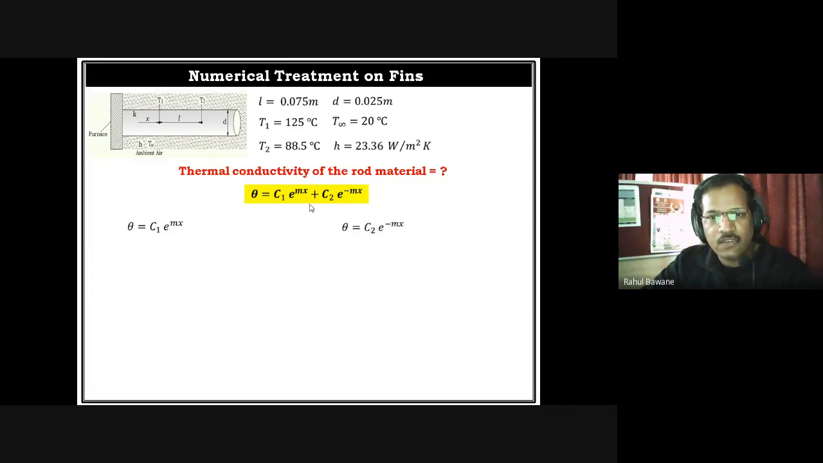So we are now just reversing that process. This is our generalized solution. We are splitting into two parts. First part will be C1 e raised to the power mx, second C2 e raised to the power minus mx. Now we will apply conditions, and for conditions we have only two fixed options, either at the base where x is 0, or at the tip where x is infinity, because it is assumed as an infinitely long fin, because we don't know the total length of the fin, we know only the distance between 2 points.